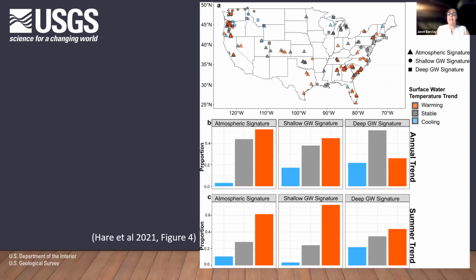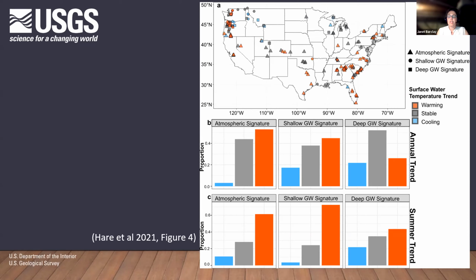Like I mentioned, omitting groundwater discharge might be particularly problematic for predictions under future climate conditions. Hare et al. analyzed long-term temperature trends in streams and rivers across the contiguous US. The sites they used are mapped in the top of this figure, and they classified each site as being influenced by atmospheric, deep groundwater, or shallow groundwater temperature drivers. The lower part of the figure shows the proportion of sites in each group.